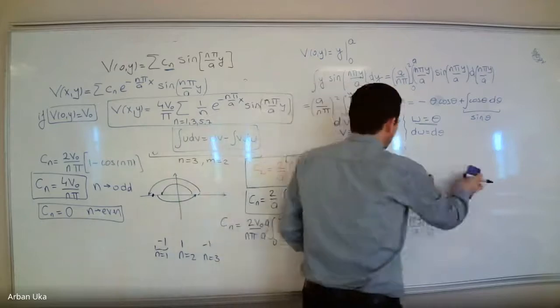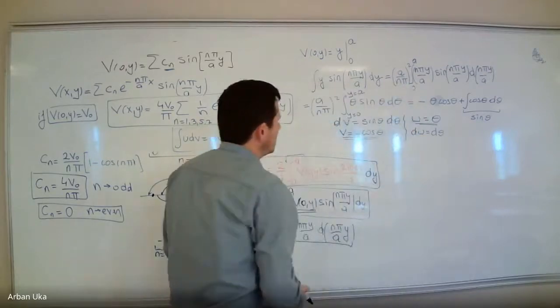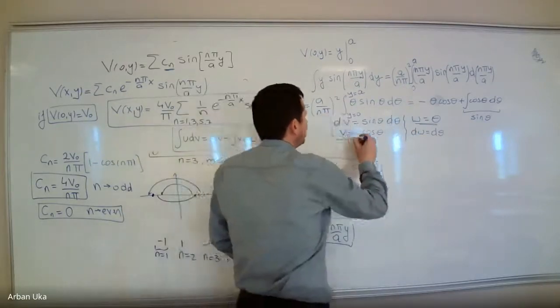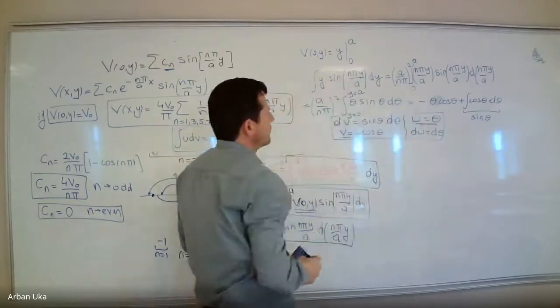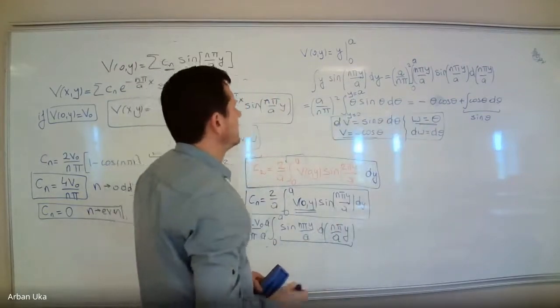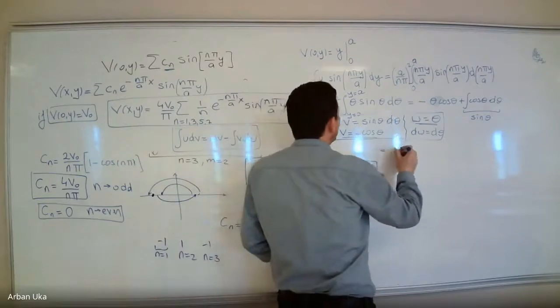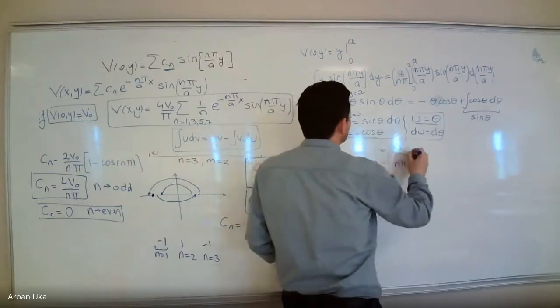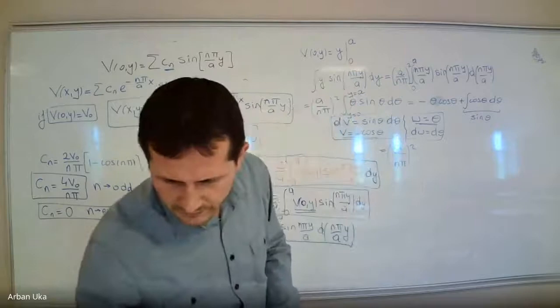And we can now substitute what was theta. This was the result from the previous example. Let's take this out. This becomes like a marathon. We can do this faster. And this is equal to a over n pi, whole squared.